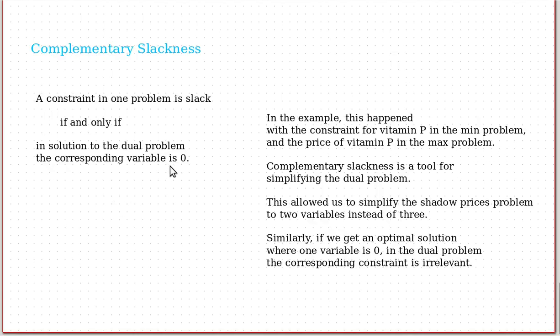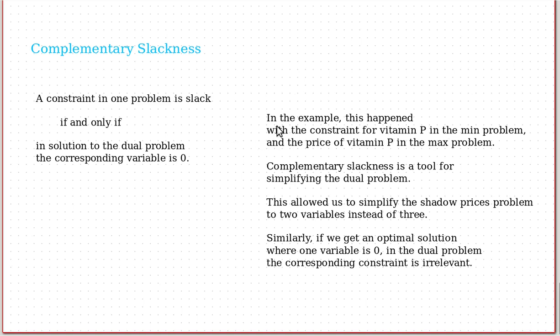There's one other feature of the particular problem we looked at, the vitamin problem, that does generalize to all linear programming problems and the relationship between the original problem and its dual. Recall that in the example we looked at, we found that there was one constraint that was slack, right? That the constraint on vitamin P was slack, and we interpreted that as meaning that the shadow price of vitamin P would be 0. Now this actually generalizes perfectly, right?